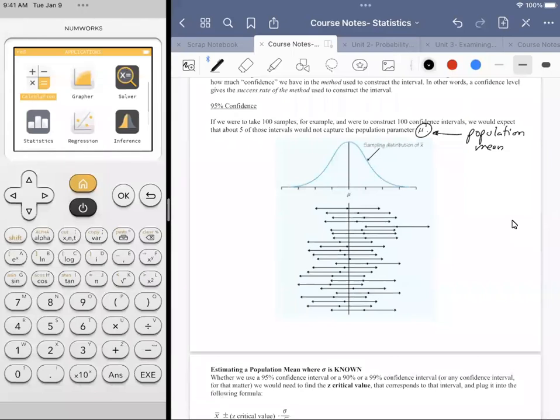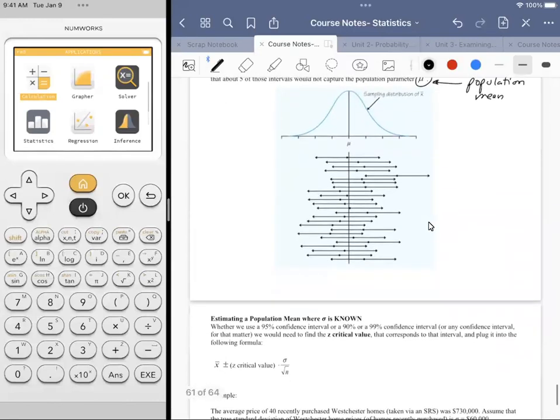If the first 100 samples don't capture the population mean, then maybe you need to do 2,000 samples. But the bottom line is, if you want 95% confidence, you're going to want 95% of the samples that you select to have intervals that capture the mean. That's the most abbreviated description of confidence that I could give.